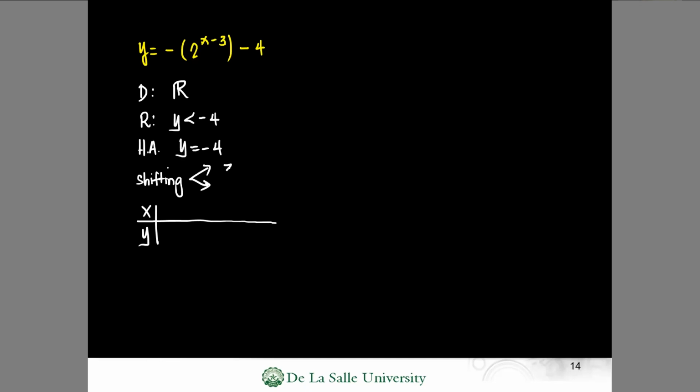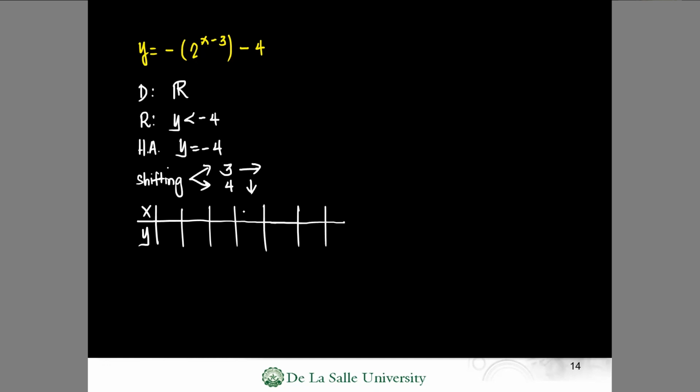3 units to the right. How many units down? 3 units. Don't mind the negative sign in front, guys. The negative sign in front just tells you if the range is less than or greater than. But look at the number. Number is -4. So that means 4 units down. Can you follow? So with this, you already know that you have shifted 3 units to the right.